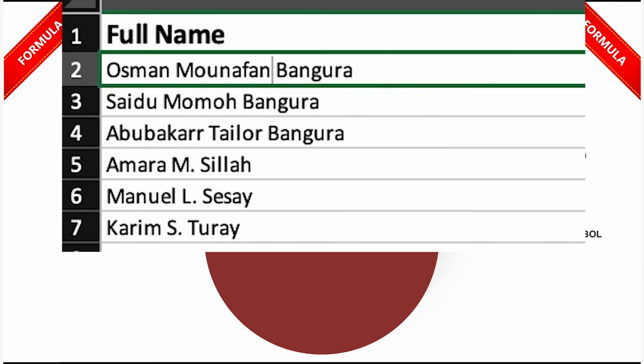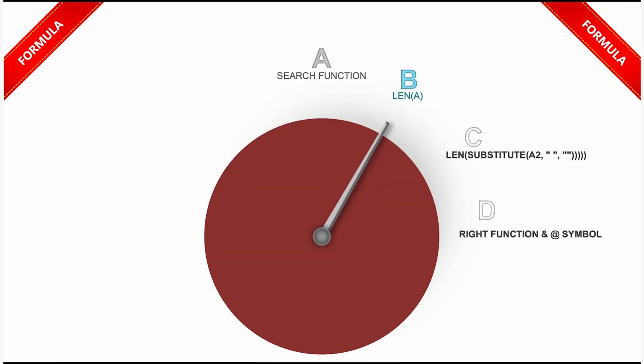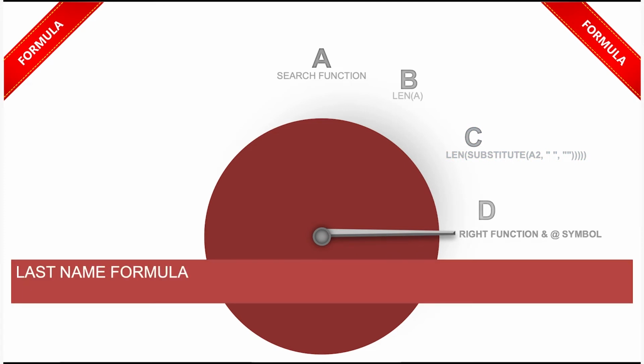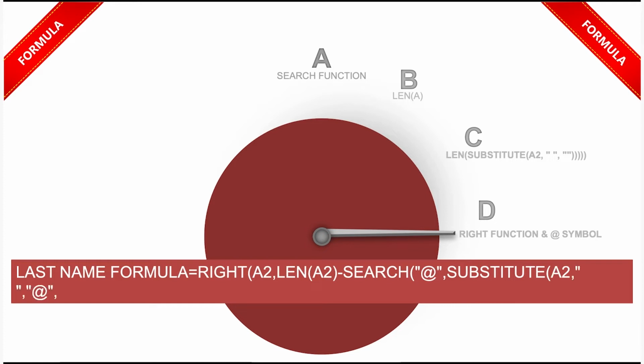For this, we use the length function to find the length of the full name. The length and substitute functions find the length of the full name without the space characters. We then subtract the second value from the first one to get the total number of spaces in the name string. We are only interested in the last space character, because of that we use the substitute function, which finds the last occurring space character and replaces it with an @ symbol.